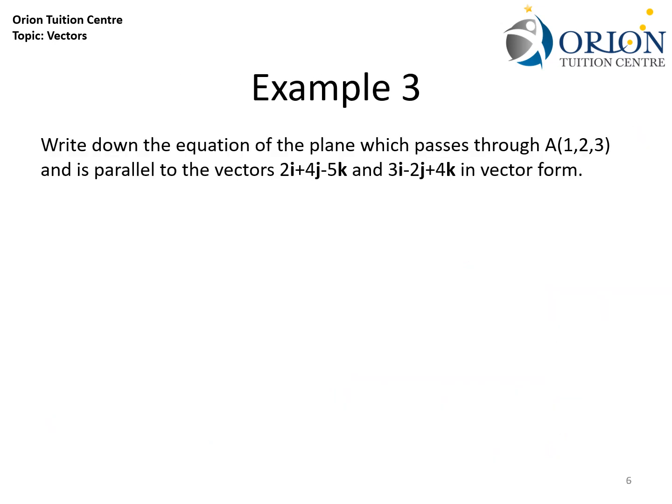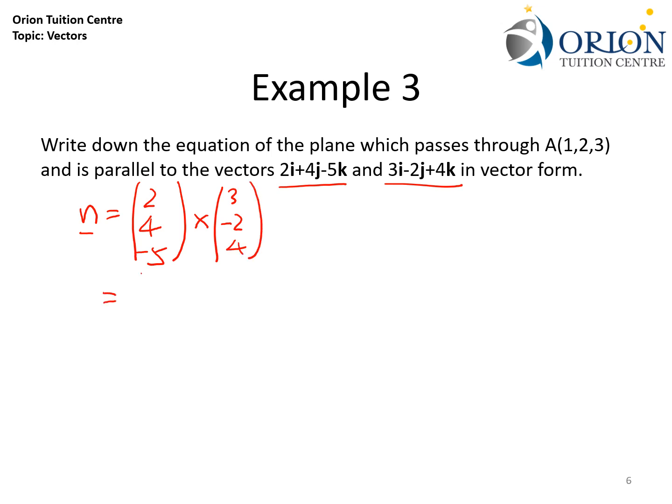In example 3, we have the same plane as in example 1, but now we need to express it in vector form. For us to do that, we will first need to find the normal vector. To find the normal vector, we will need two vectors that are parallel to the plane, which are given over here, and we have to do a cross product between these two vectors. So I have n equals (2, 4, negative 5) cross product with (3, negative 2, 4). And this cross product becomes (6, negative 23, negative 16).